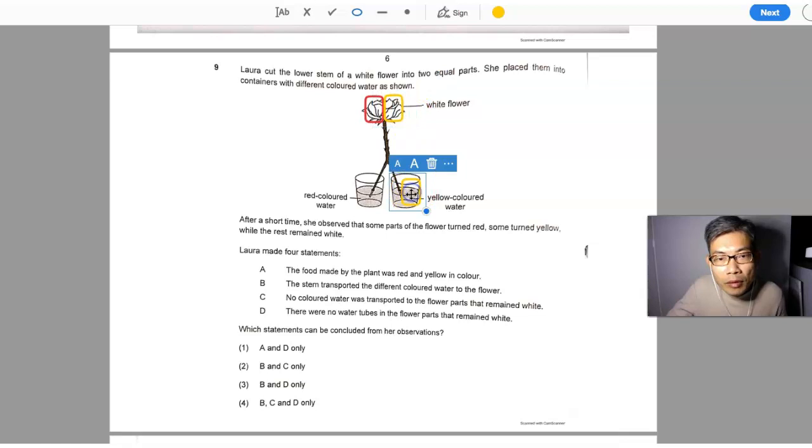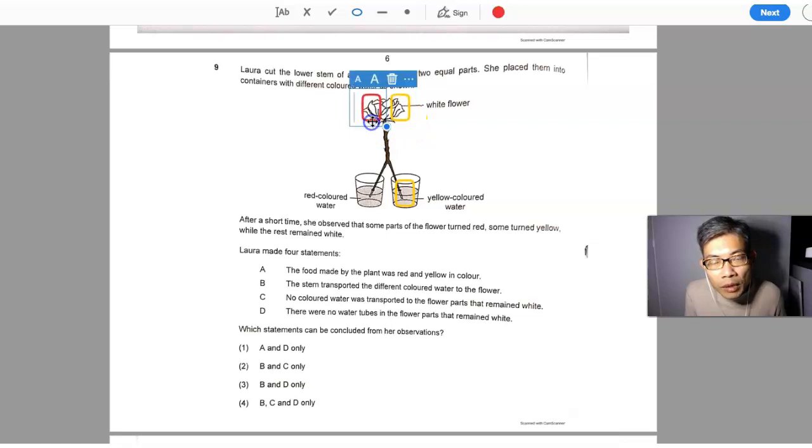Right? Because this is your yellow colored water. So then she made 4 statements, and the rest remain white. So some parts of the flower, well, the water carrying tube didn't reach there for some reason. Food made by the plant was red and yellow? No, this is from the water, so this statement is wrong.